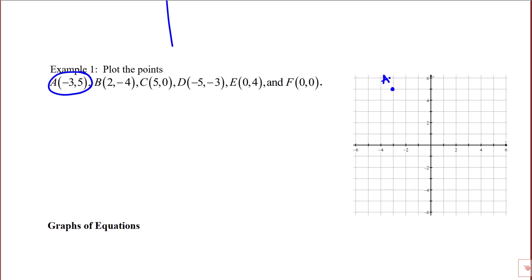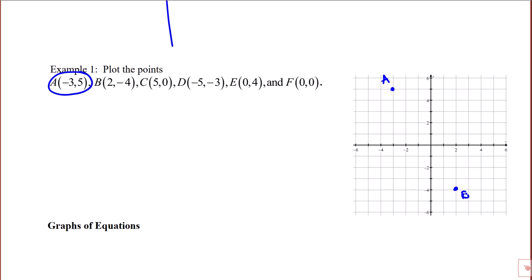You go ahead and do the other points, labeling them letter by letter, and you can discuss it if you'd like to, especially the ones that have a 0. So we go to the right 2, down 4. That's point B. Now, here is what I think happens sometimes with students. When they see a 0, they just ignore it. And so they might go up 5, or for E, they might go to the right 4 because they ignore the 0. Okay? Can't ignore the 0.